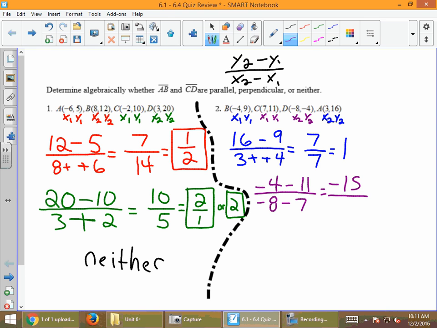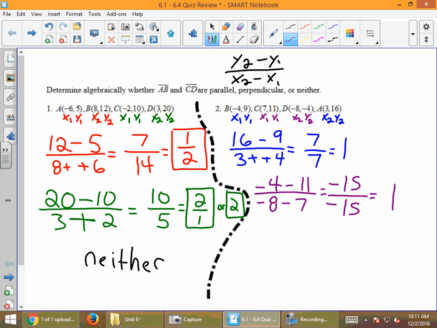Negative 8 minus 7. Again, they're both negative, so they will be negative again. What's 8 plus 7? 15. What's negative 15 over negative 15? Positive 1, because a negative divided by a negative, same concept, is a 1.